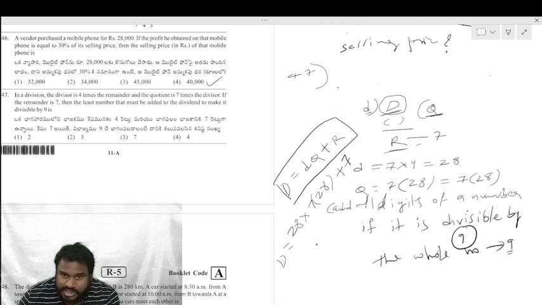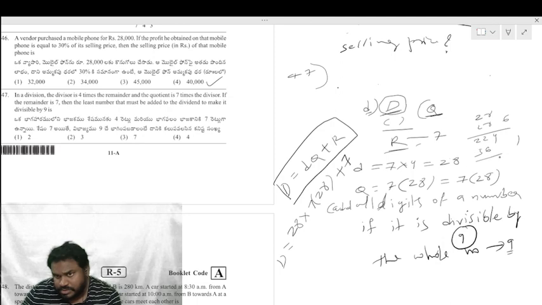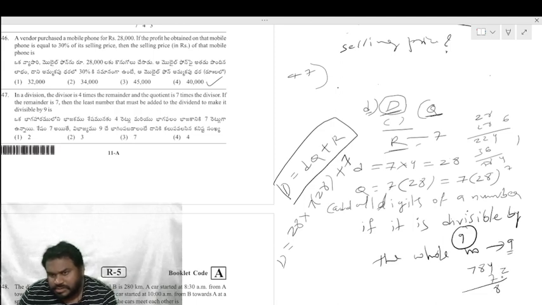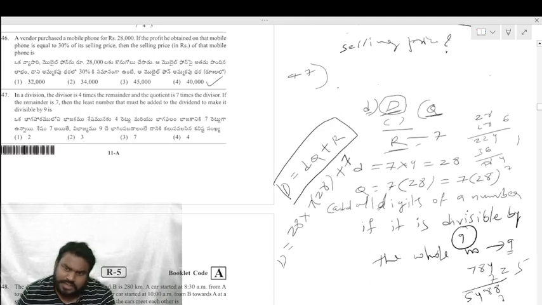28 square, 784. 784 into 7, how much is it? 5488 plus 7. Till this point you don't have to add other things.